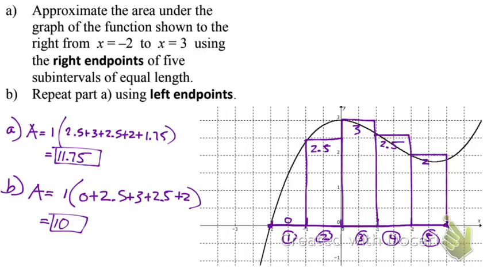All right, so that's how you find left rectangles and right rectangles. And again, as long as the areas of the bases are the same, they're all of length 1, then we can multiply by the length of the base at the end. Versus if they were all different, I would have to calculate these areas individually and then add them together.